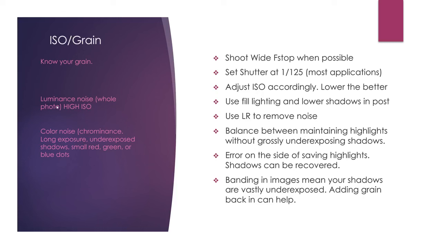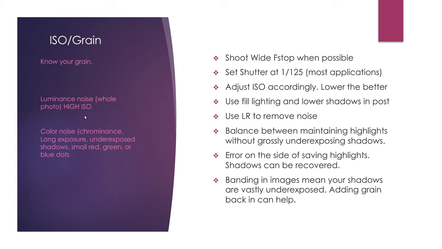So with your grain, when you're shooting and underexposing anything, you're going to get some grain. That's normal. It's fine. What we don't want is a ton of luminance grain. So there are two types of grain. You need to know what's what. Luminance noise is when the whole photo is affected, not just the shadows, the whole photo, whether it's shadows, midtones, highlights. That comes from shooting at a high ISO. If you shoot at a high ISO, we've all seen it, it's very grainy. That is luminance noise.